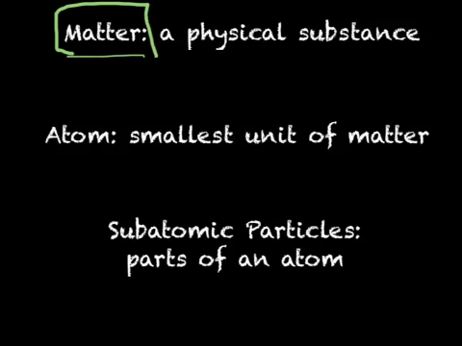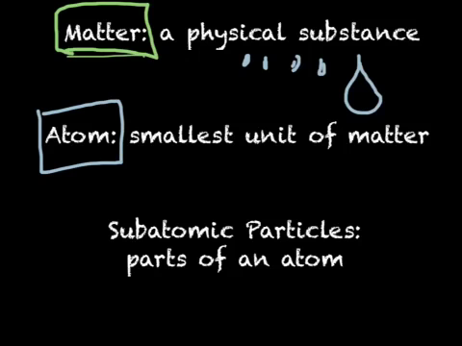So matter, for example, let's think of a drop of water. If I were to break down this drop of water as small as possible, and I take apart even smaller drops of water, until I get to the smallest amount of water that I can have, I would end up with the atom. The atom is the smallest unit of matter. If I go any smaller than the atom, then I no longer have any water. So atom, smallest unit of water.